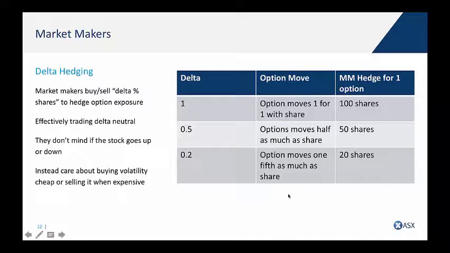over a call option. Vice versa, if they've bought a put option, the risk is obviously that the market goes up, and in that case they would be buying 100 shares for that deep in the money 1 delta option, buying 50 shares for a 0.5 delta option, and 20 shares for a 0.2 delta option.